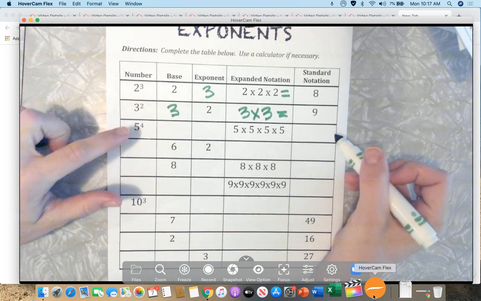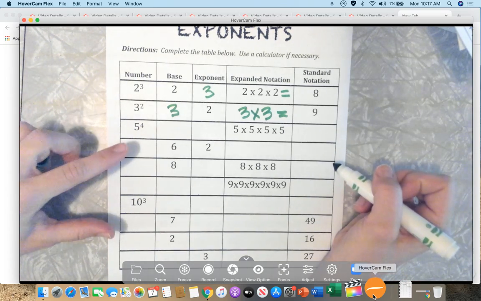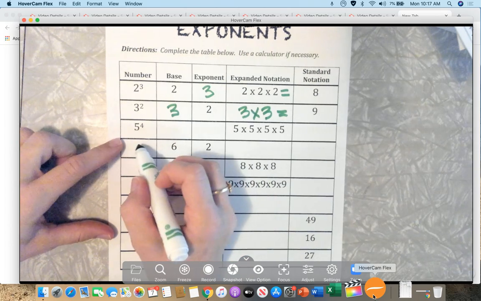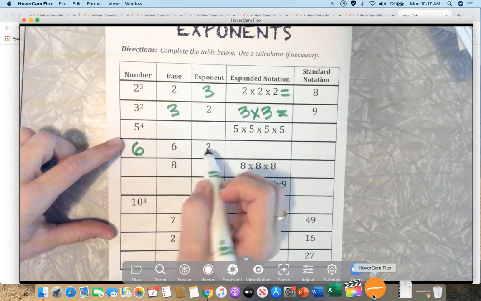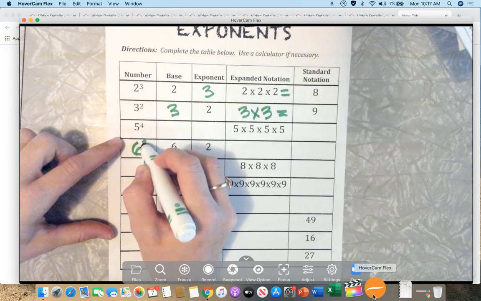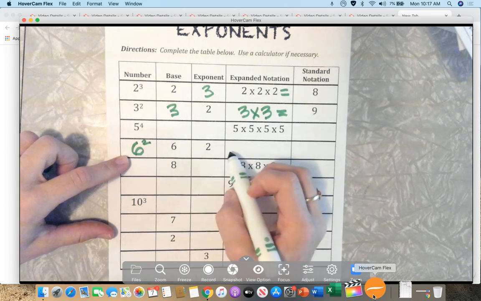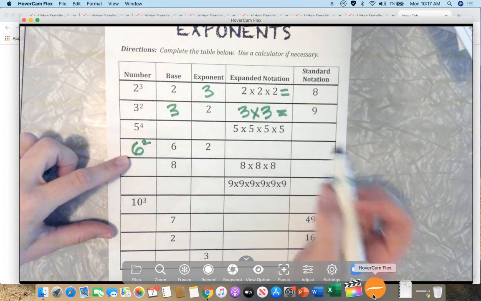I want you to try this one on your own. Let's see. What if I had a base that was a 6 and an exponent that was a 2? That would be 6 to the second power. So I want you to write down the expanded notation and solve it.